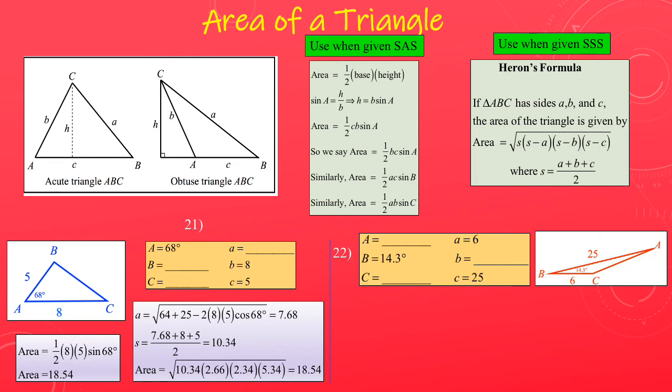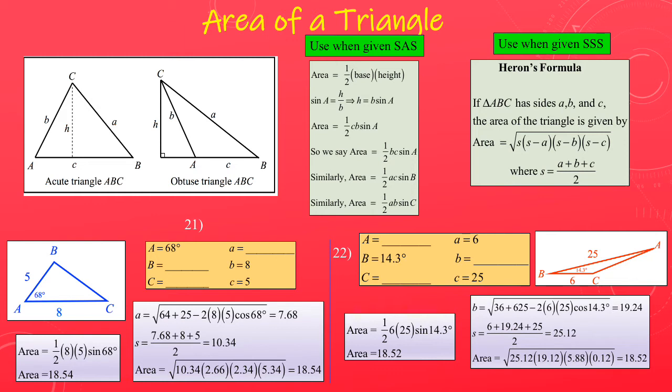In number 22, we have angle B equals 14.3 degrees, little a equals 6, and little c is equal to 25. And again, we show the very obtuse triangle to the right. Again, this is a side angle side problem, so the area is equal to 1/2 times 6 times 25 times the sine of 14.3 degrees, or 18.52. Again, we can use Heron's formula to check our work.